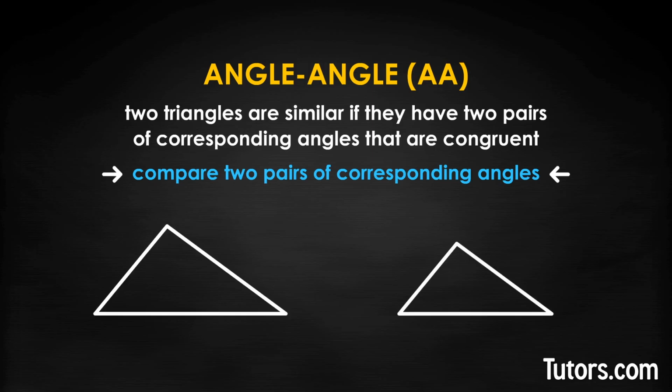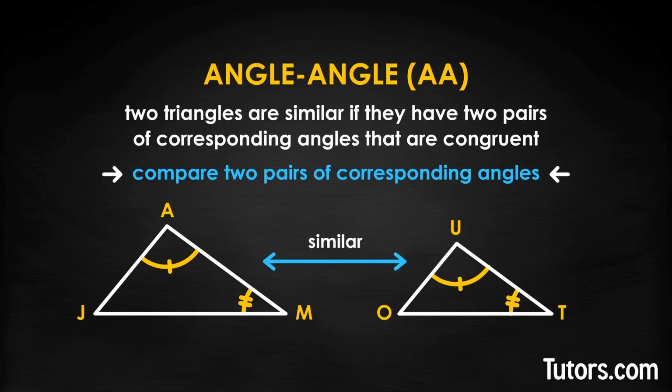Here are two scalene triangles, triangle JAM and triangle OUT. We have already marked two of each triangle's interior angles with the geometer's shorthand for congruence, the little slash marks. A single slash for interior angle A and the same single slash for interior angle U mean they are congruent. Notice angle M is congruent to angle T because they each have two little slash marks. Since angle A is congruent to angle U and angle M is congruent to angle T, we now have two pairs of congruent angles, so the angle-angle theorem says these two triangles are similar.